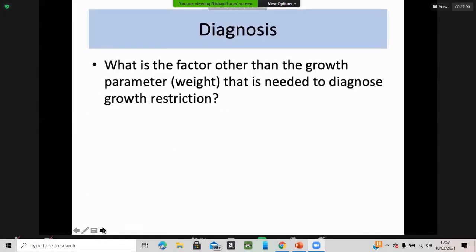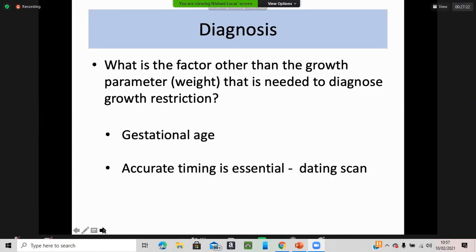So how do you identify fetal growth restriction? Right? So another question. What is the factor, other than growth parameters, that is needed to diagnose growth restriction? Anyone? It's gestational age, right? We need the gestational age.